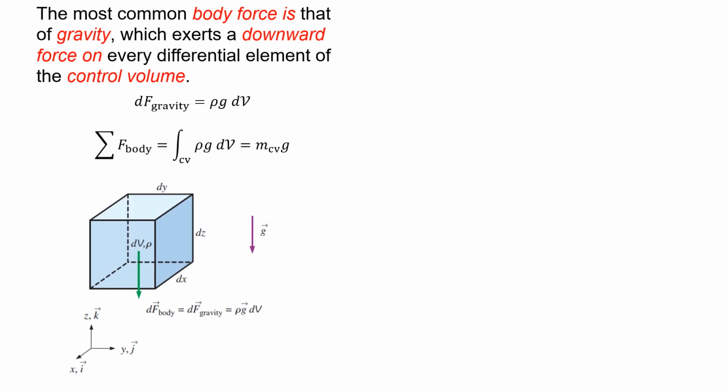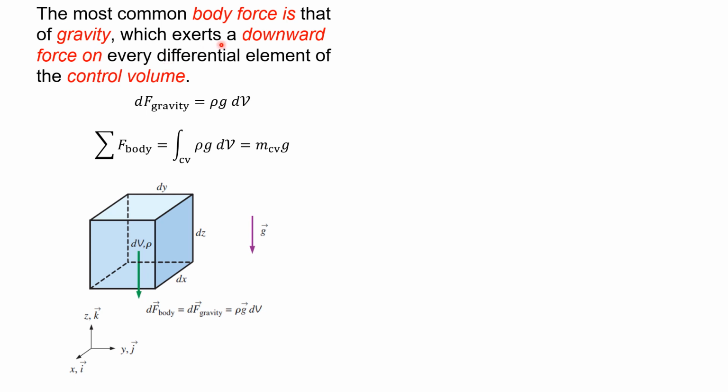So the most common body force is that of gravity. Gravity is something that we experience naturally, because we are already in the earth's environment, so gravity is already acting on all bodies. So we consider it as a body force. It is generally a downward force, pointing towards the core of the earth, because the core of the earth is what causes gravity to happen.